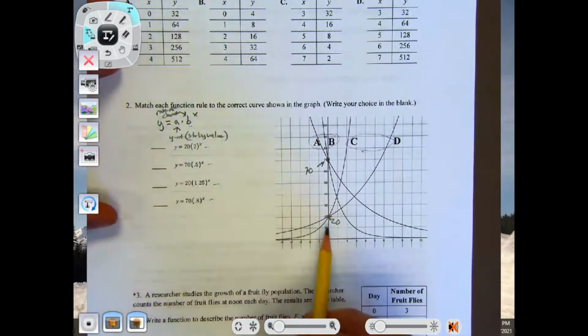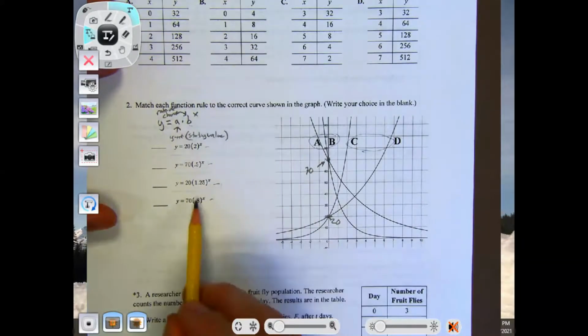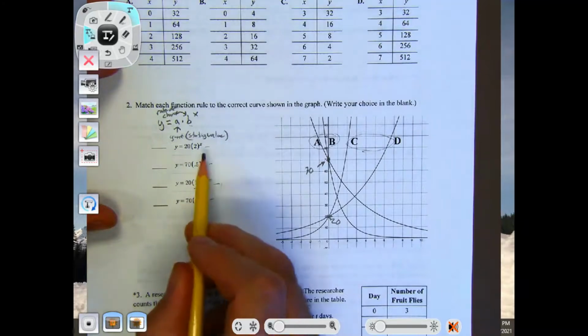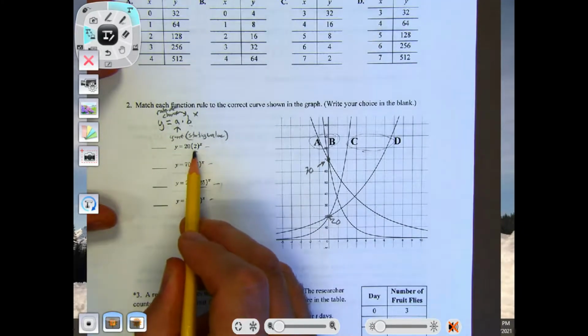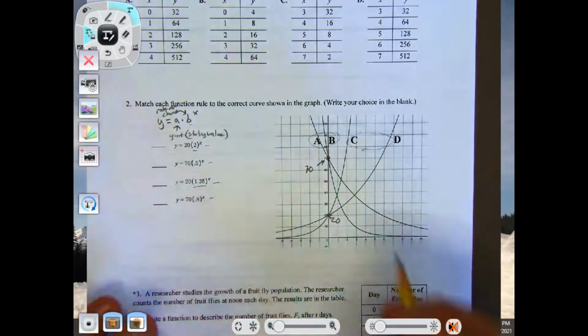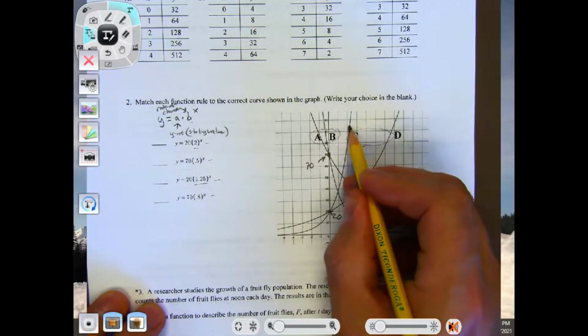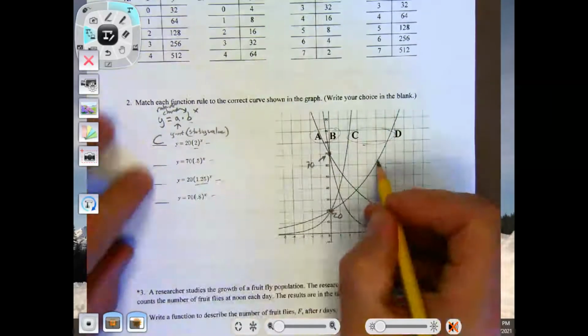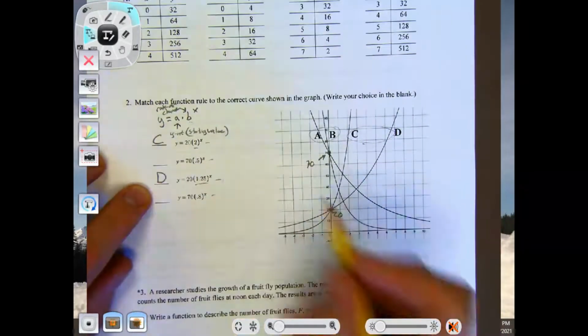Let's go with the ones that start at 20. This one's going up 1.25, and this one's going up 2. So this one's going up faster, so it must be the steeper graph. So if I look at this, C is clearly steeper than D, so the steeper one is C, and the less steep one is D.